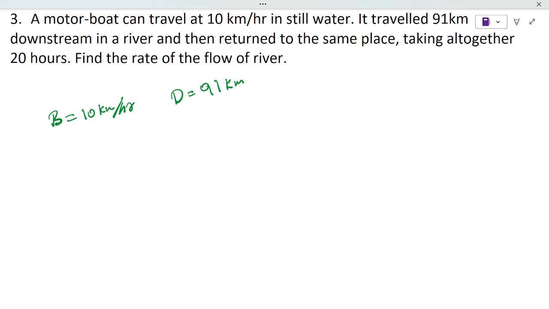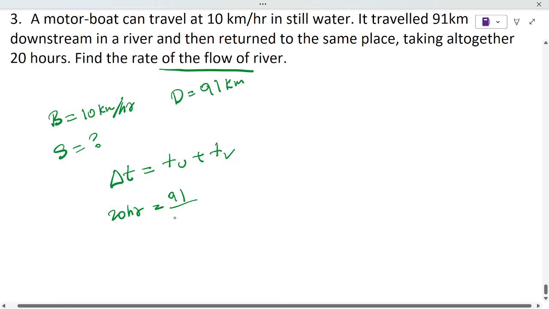Taking all together, the total time is 20 hours. They are asking us to find the rate of the flow of the river. That means they are asking us to find the speed of the stream. So total time is equal to time of upstream plus time of downstream. Total time is 20 hours. Distance is 91 by upstream, 10 minus x. Let's say this is x. Plus 91 by 10 plus x.